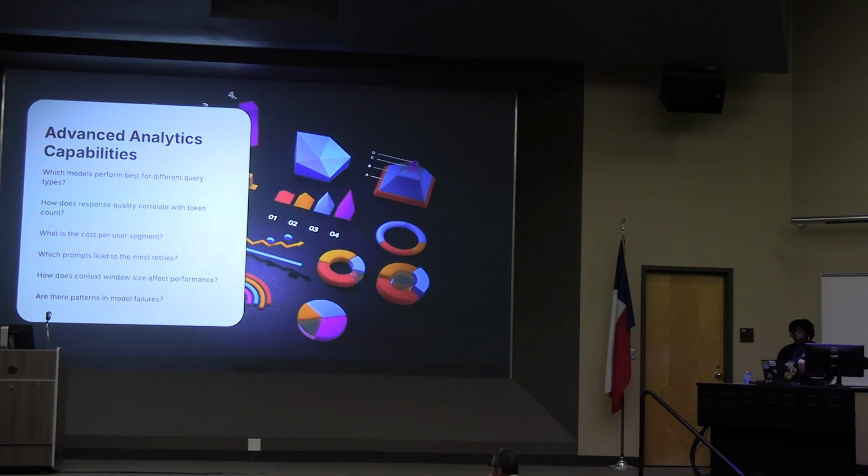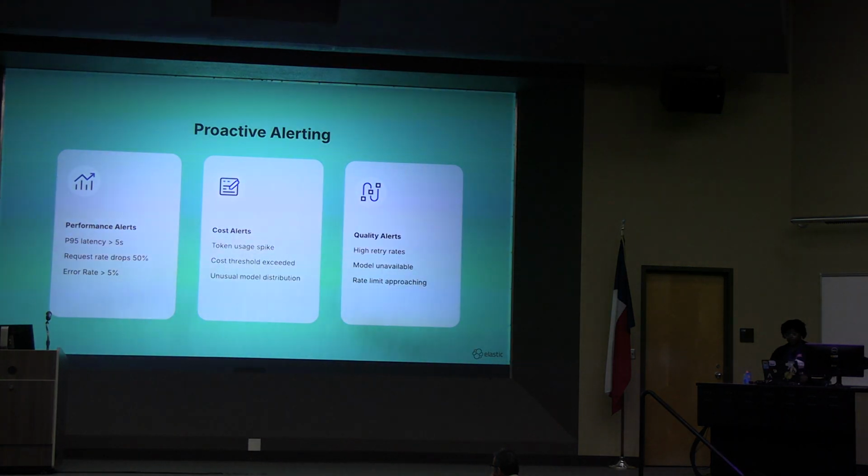And you can be proactive with your alerting as well. Instead of reacting to your problems, you can prevent them. You can get performance alerts. Is your P95 latency above 5 seconds? You can get a Slack notification before any users complain.